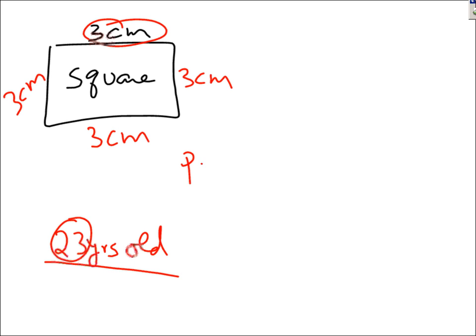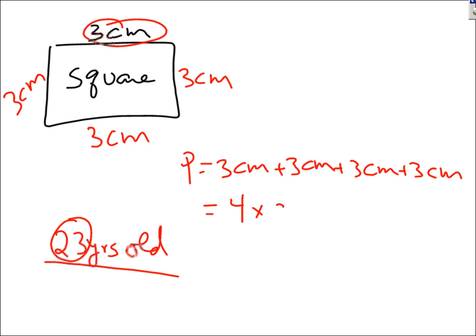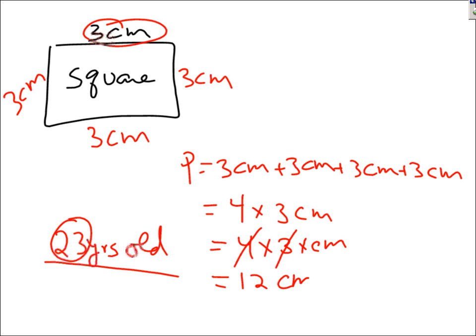Alright, so the perimeter is 3 centimeters 4 times. And the easier way of doing this is just to say it's 4 times 3 centimeters. 3 centimeters is 3 times a centimeter. 4 times 3 is 12 times a centimeter is 12 centimeters. That's your answer. It's easier to just do it that way. 4 times 3 centimeters is 12 centimeters. Okay, that completes the section on perimeters.